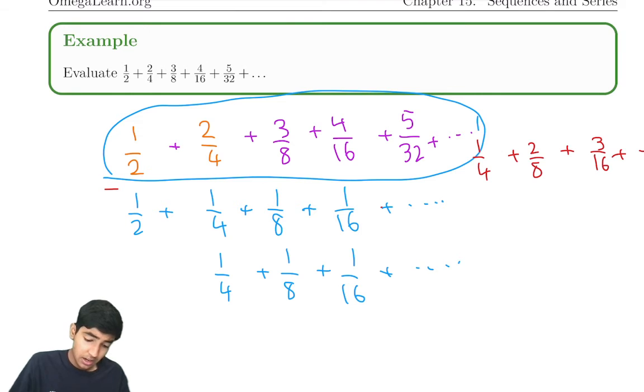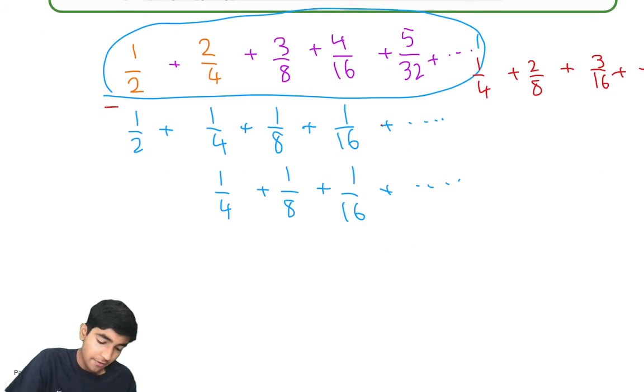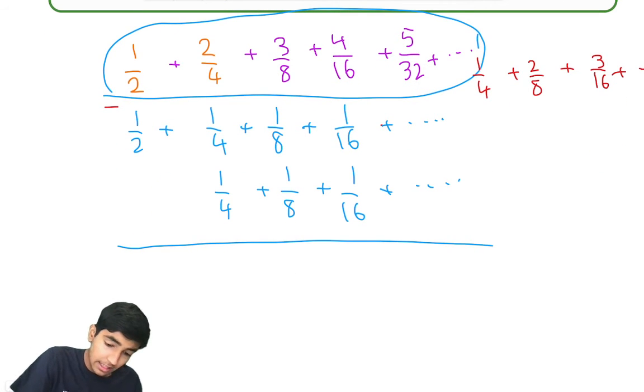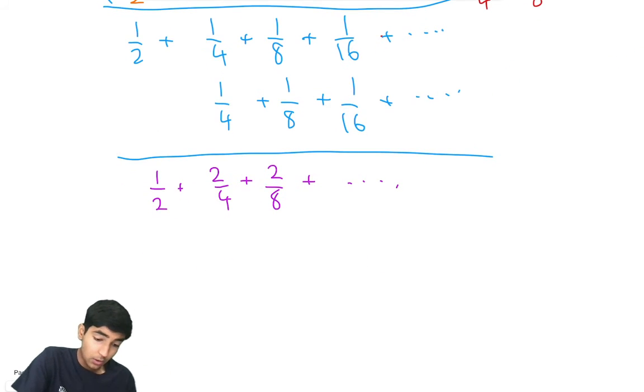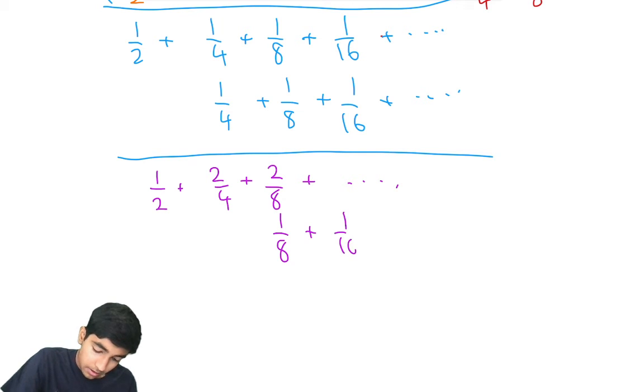Now what's left? Now what do we have? Now if we, let's say, add up our two pieces, we have 1/2 plus 2/4 plus 2/8 plus so on. We're getting closer. We've got 1, 2. Well, we need 1, 2, 3, 4. Let's add another sequence. How about 1/8 plus 1/16?